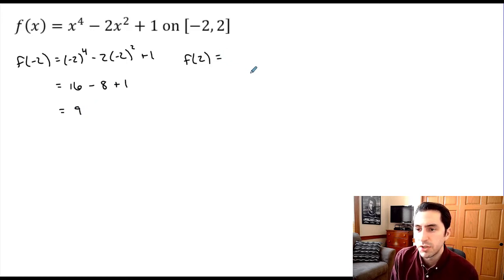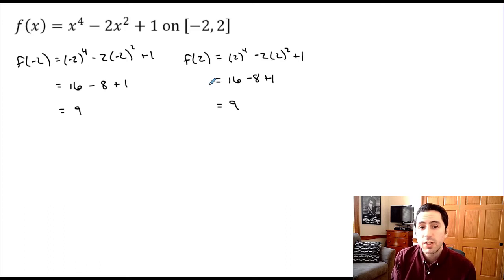Let's do the same thing for 2, but I can already tell here that we are going to end up with the same value. Because I'm raising this to the fourth power and to the second power, the positive or negative will just simplify, and we should end up with the same thing. So 2 to the fourth minus 2 times 2 squared plus 1, and we have the same values here. So 16 minus 8 plus 1, we also get 9. So all three of our conditions for Rolle's theorem do hold. It's continuous, it's differentiable on this interval, and the two endpoints have the same y value.